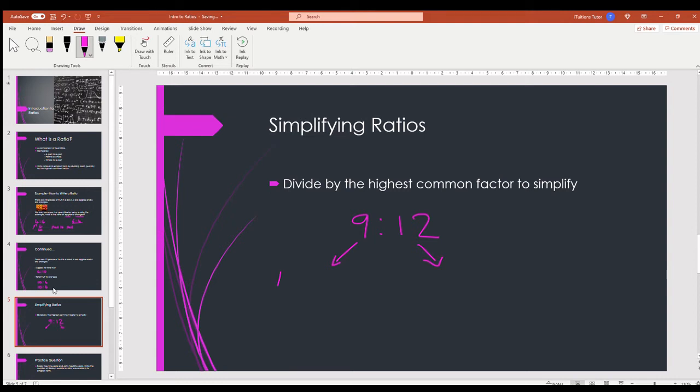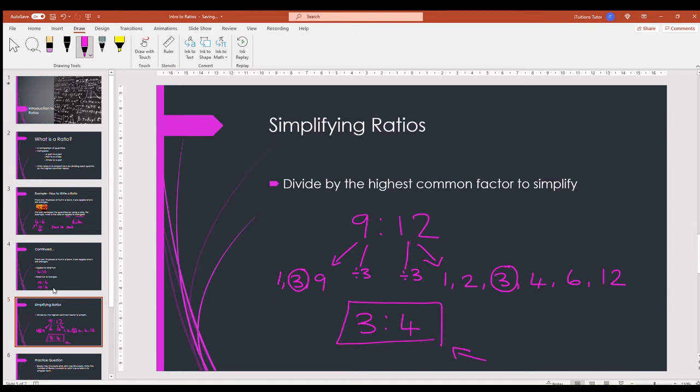The factors of 9 are 1, 3, and 9. The factors of 12 are 1, 2, 3, 4, 6, and 12. Now the highest common factor is 3. Therefore, we will divide the 9 by 3 and the 12 by 3. And when we do this, we get 3 to 4. And this is in its simplest form now.